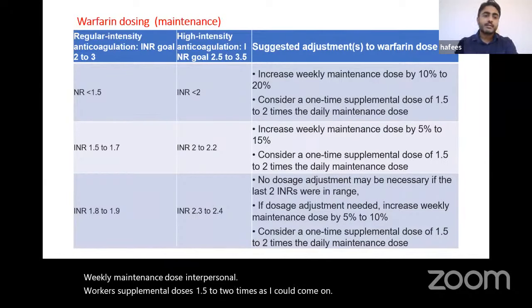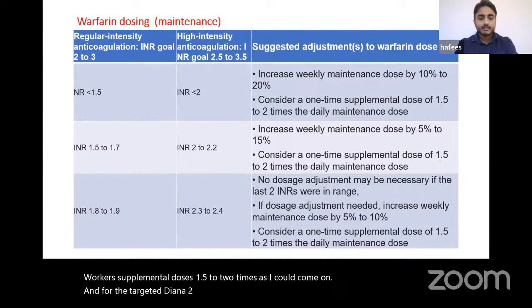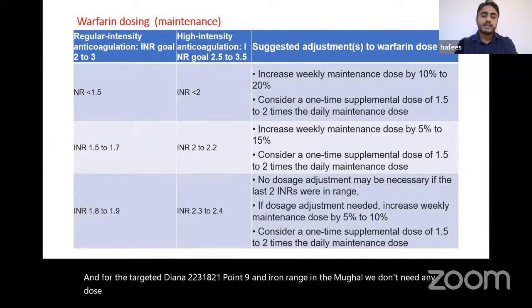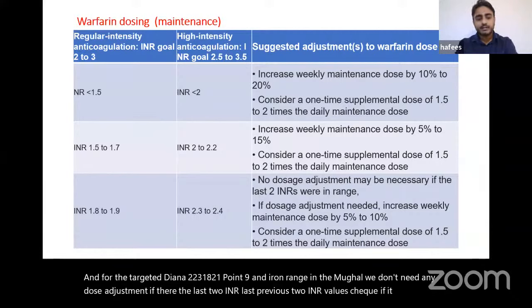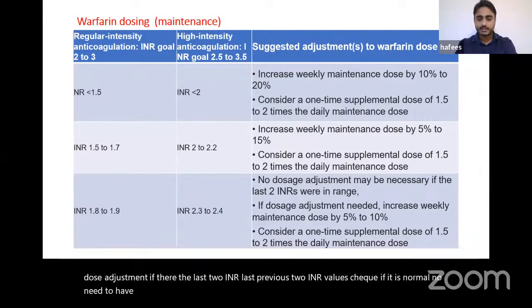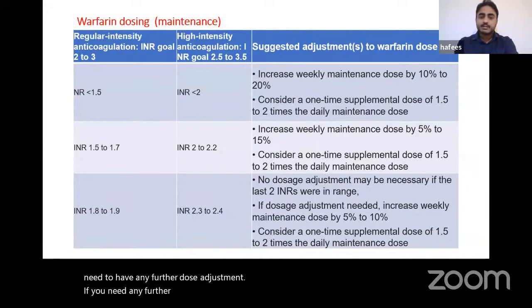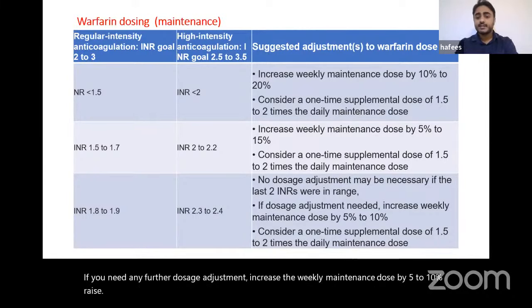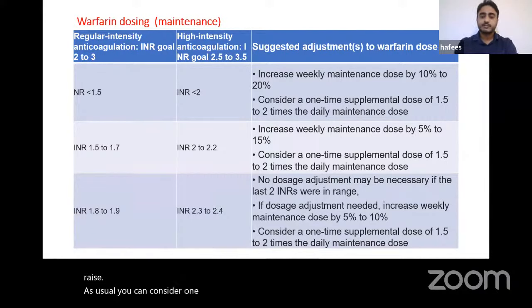And for the targeted INR 2 to 3, 1.8 to 1.9 on INR range എന്നുണ്ടെങ്കിൽ we don't need any dose adjustment. If the last 2 INR, previous 2 INR values check ചെയ്തിട്ട് if it is normal, no need to have any further dose adjustment. If you need any further dosage adjustment, increase the weekly maintenance dose by 5 to 10%. As usual, you can consider one-time supplemental dose of 1.5 to 2 times daily maintenance dose.